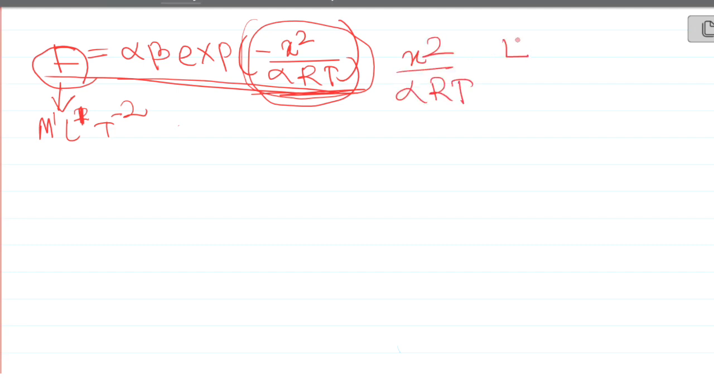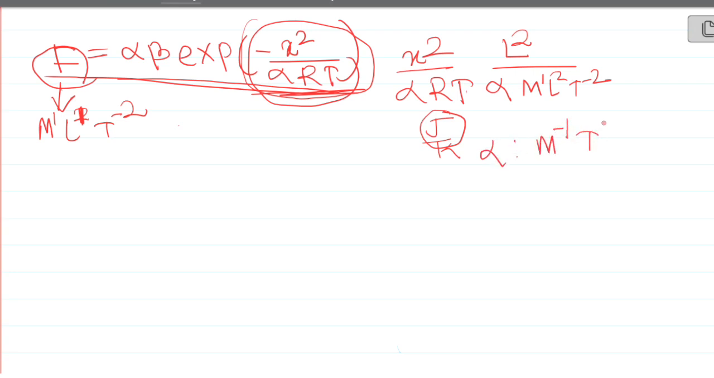x is distance, that means it is L2. Alpha we have to find. k is the Boltzmann constant. Boltzmann constant means Joule by Kelvin. Here it is temperature, that is Kelvin. So Kelvin will cancel out, only Joule. Joule means energy, that is M1 L2 T minus 2. So L2 will cancel out. So the dimension of alpha from here will be M minus 1 T2, because the whole dimension will be 0.